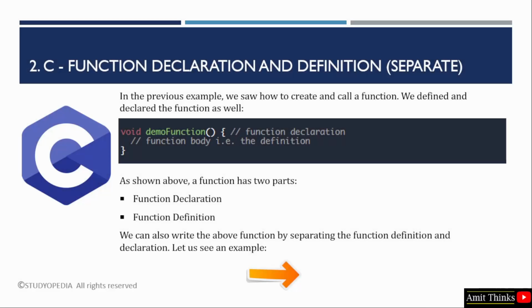Now let us see the second example. In the previous example, we saw how to create and call a function. We added the function declaration and definition. So here we will see an alternative way where you can separate both the declaration and definition. Let's see the example.